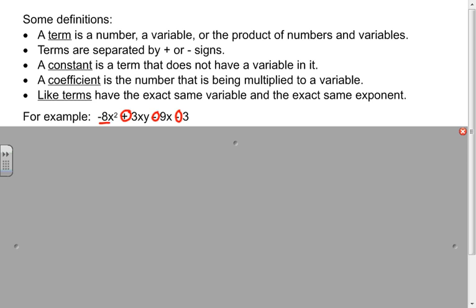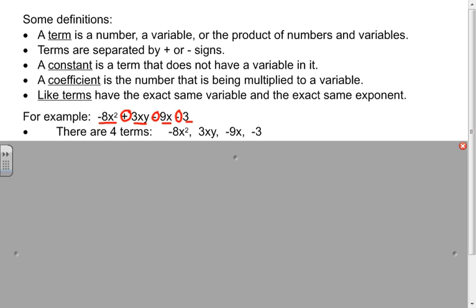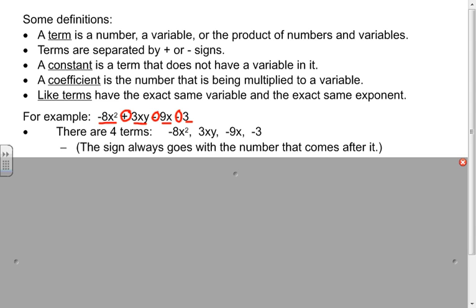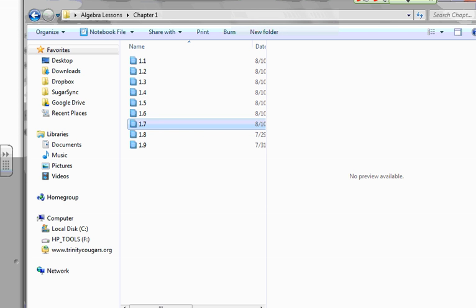Well, I've got the negative 8x squared piece. I've got the 3xy piece. I've got the 9x piece. And I've got the 3. So there are a total of 4 terms in this problem. Now, the sign always goes with the number that comes after it. Okay? Let me get rid of some of these marks here.